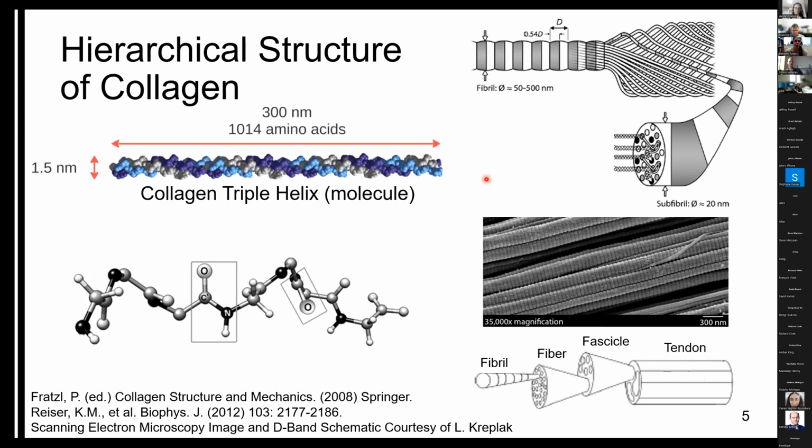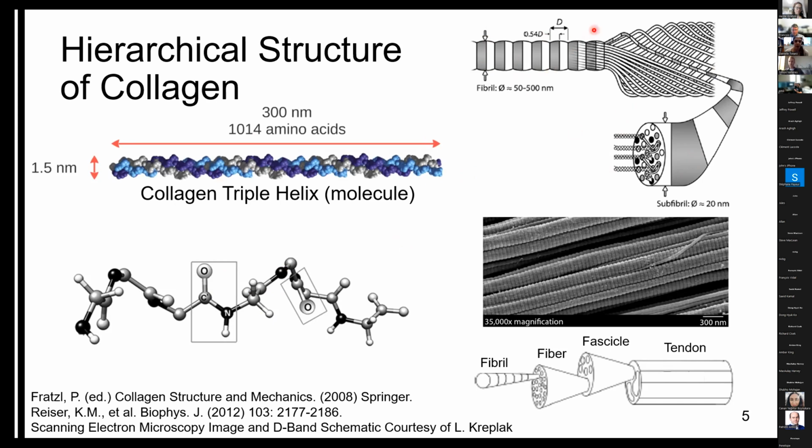But biological structures don't use the triple helix directly to make higher ordered tissues, but rather they synthesize an intermediate structure known as collagen fibrils. So these are a building block. These structures are about 50 to 500 nanometers in diameter, and they have micron scale lengths.